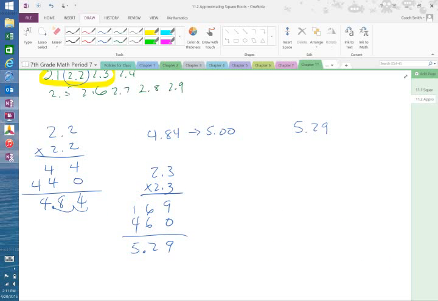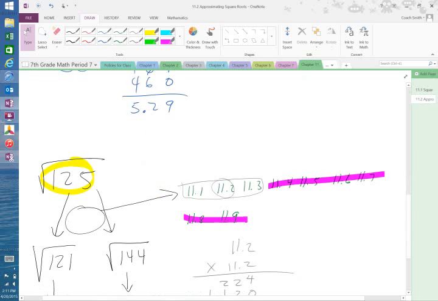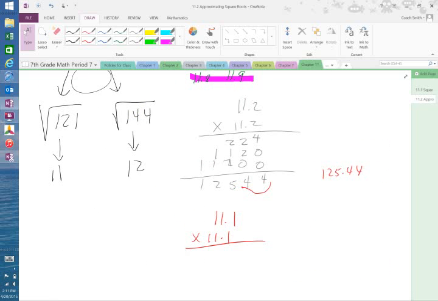This one is 4.84 because 2.2 times 2.2 is 4.84. But now, when you get to 2.3 times 2.3, well, we know that 2.5 times 2 is 5. So 2.3 and another 2.3 is going to have to be over 5. That's why it's 5.29. Now, back up here. Yes, sir?